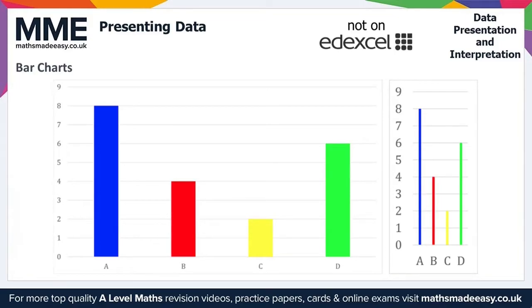Now, one way to represent data is a bar chart, where the height of each bar represents the data point for each category. So if we take a look at this example here, for category A, our data point is 3, whatever category A represents. For B here, category B, that would be 4, for category C that would be 2, and for category D that would be 6 there.